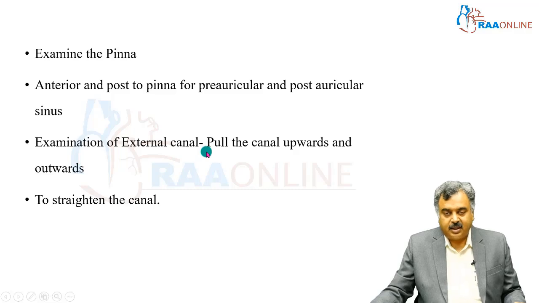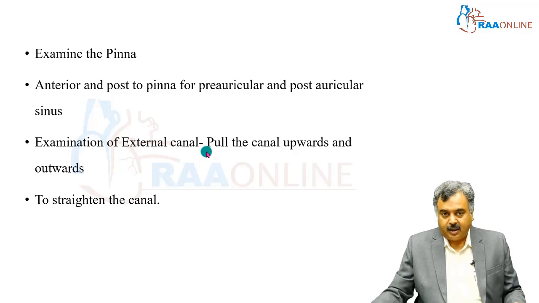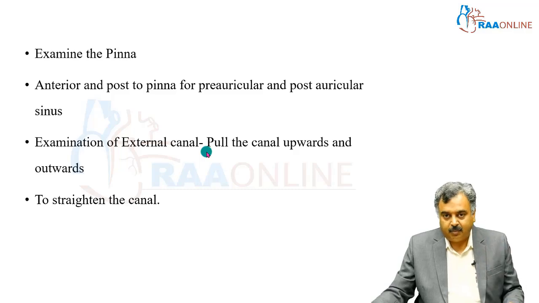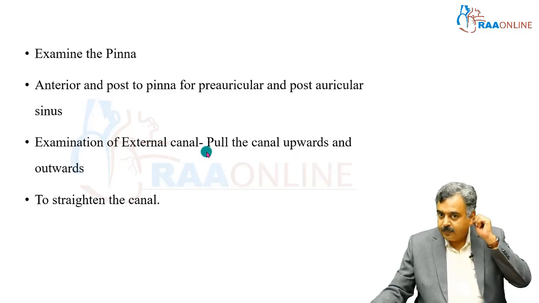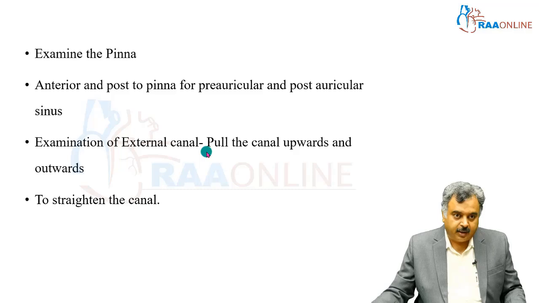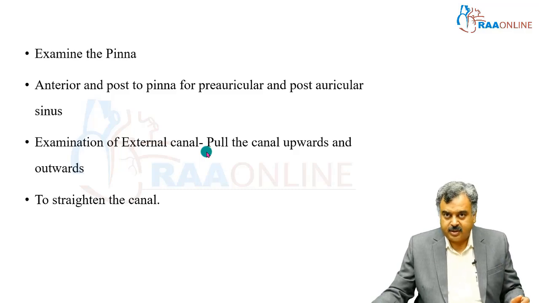When you examine the external canal, because of its S-shaped curvature, we cannot see the eardrum directly. So, to examine the external canal and the tympanic membrane, we have to pull the ear upwards and outwards. This will straighten out the canal and give us a proper view of the eardrum. In children, it is a straight tube, so it is enough to pull the ear outwards. The upward pull is not necessary.